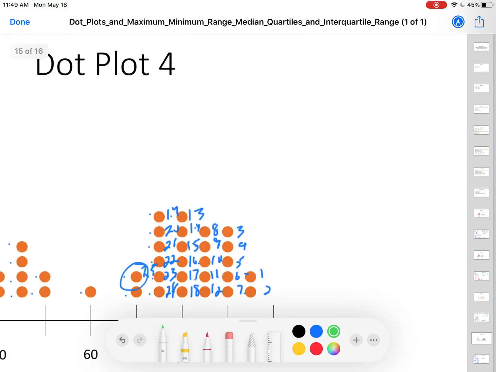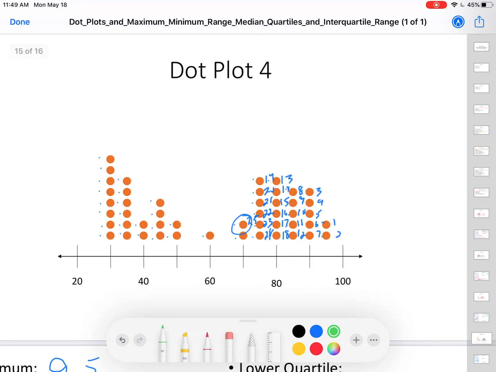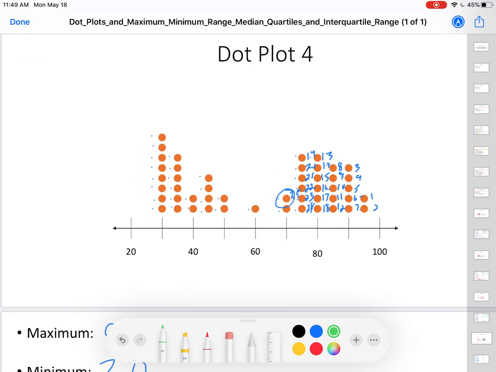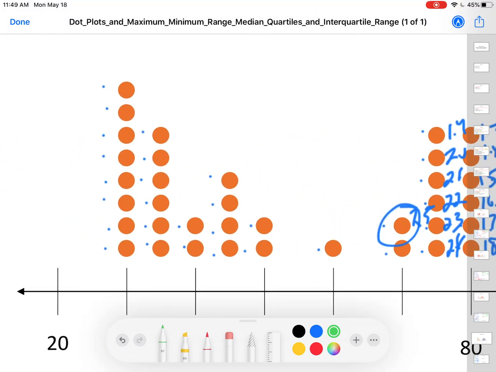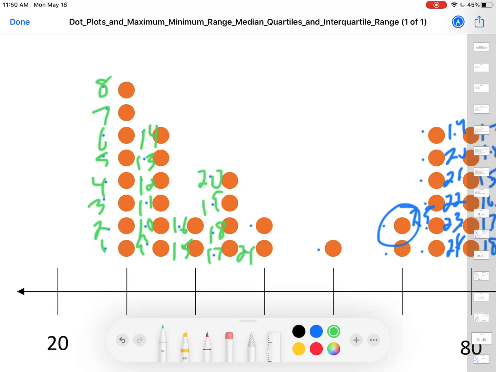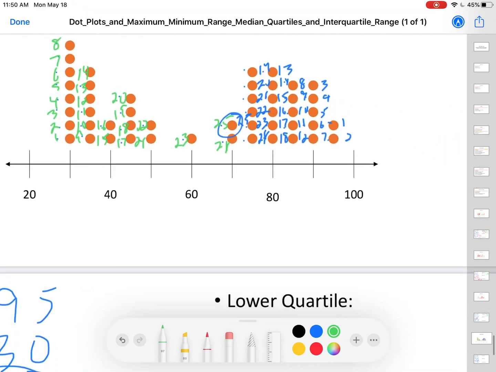Let's go to dot plot number 4. All right. I want the lower half including that dot. I know it's going to be 25, but I just want to show you that it's 25. 1, 2, 3, 4, 5, 6, 7, 8, 9, 10, 11, 12, 13, 14, 15, 16, 17, 18, 19, 20, 21, 22, 23, 24, 25. 25 is an odd number.